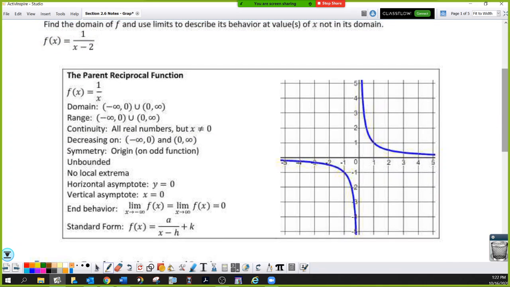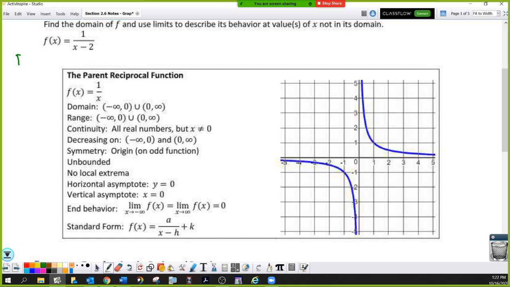So this first question asks us to find the domain of 1 over x minus 2, and then we're going to use limits to describe the behavior as we get close to the number that is not in its domain. What is the one value that x cannot equal? What's the value x can't equal? 2. X can't be 2 because the bottom of the fraction would then be a 0.